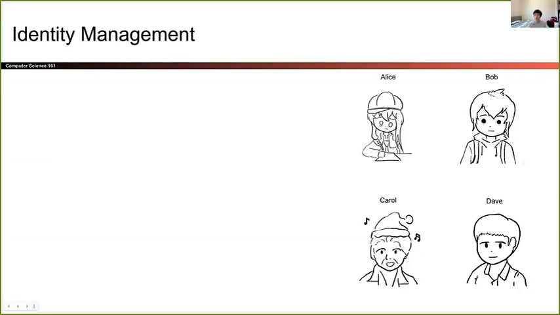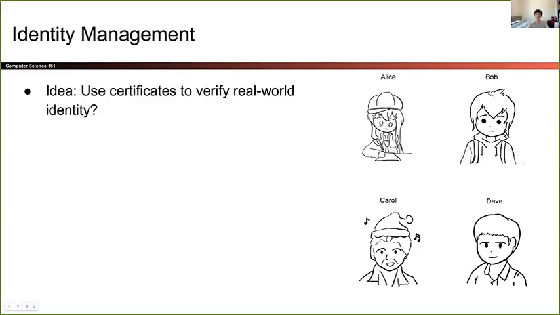Okay, so when we're talking about establishing identity, here are 4 characters. 2 of them are based off of real people. You might be able to guess who they are. The first idea is maybe we can use certificates to verify real-world identities. That gives us a really clean way of attaching, hey, this public key belongs to Perrin. Can anyone think of a problem with this? Why we maybe wouldn't want to use certificates?